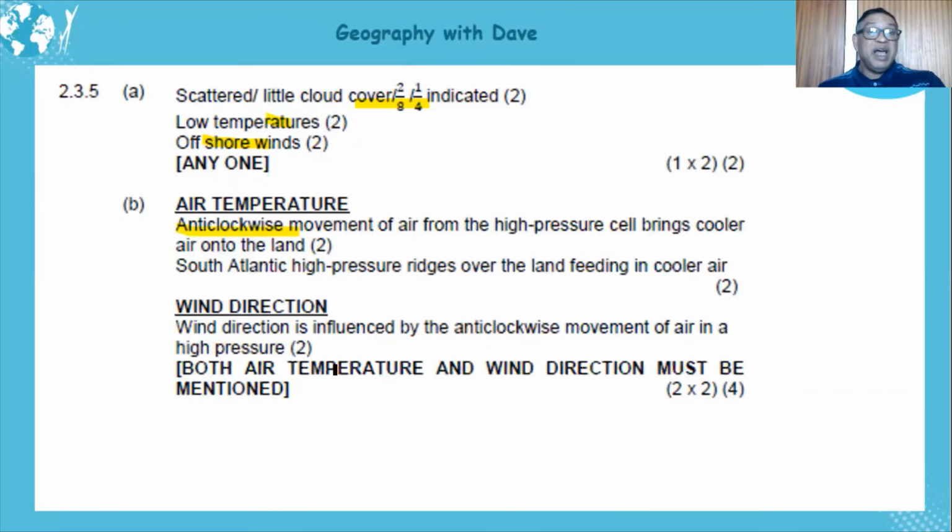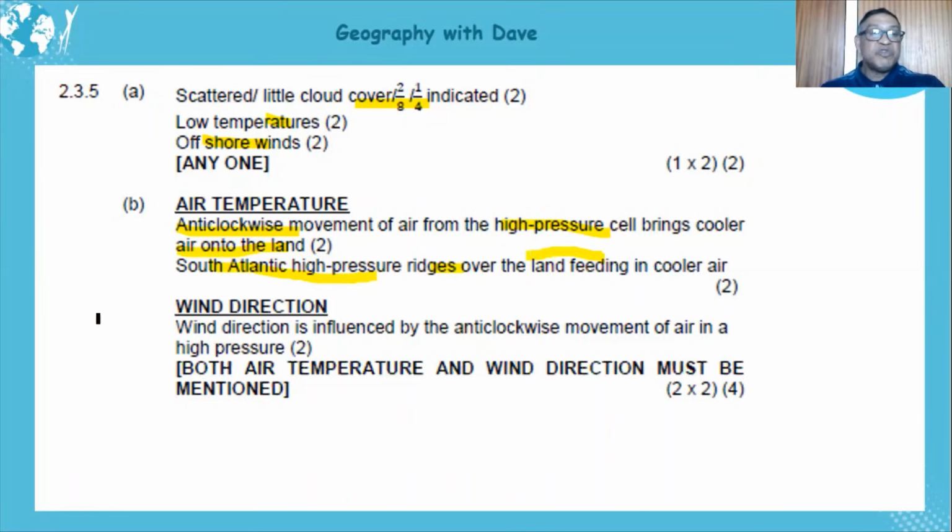Okay, now anti-clockwise movement of air from high pressure to low pressure cell brings cooler air onto the land from high pressure to low pressure cell. You've learned that already. So the air temperature. All right. South Atlantic high pressure reaches over the land. Okay. Because there's a low pressure there now.